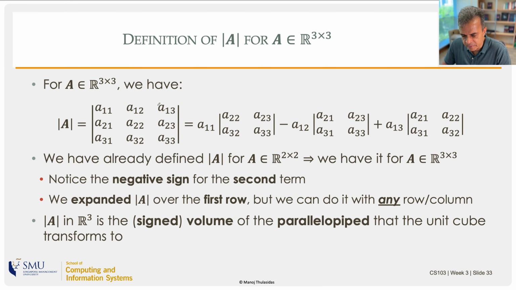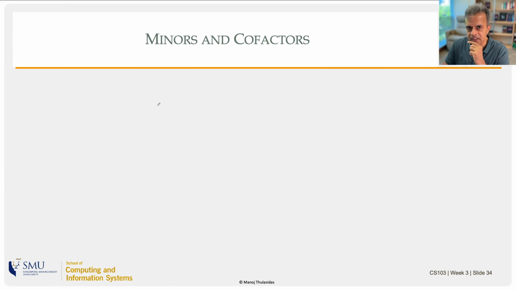Geometrically, the determinant in R3 is a volume of a parallelepiped. It's a signed volume. The sign comes about depending on whether one of the unit vectors, when transformed, has crossed over to the other side of the corresponding transformed unit vector in another direction. Now this, in order to make sense of it, in order to actually write it down mathematically as a formula, we have to define a couple of terms. Let me define something called a minor and a cofactor.